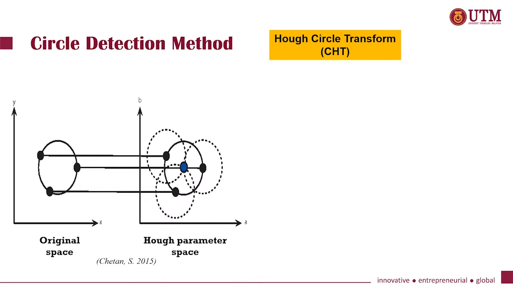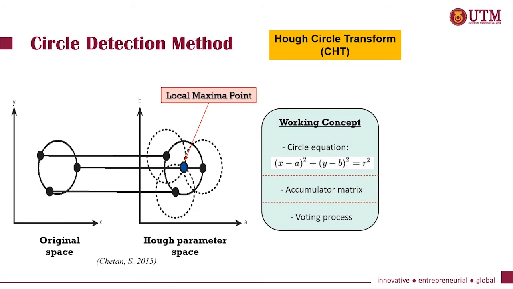Since my machine vision system is going to inspect the circle diameter of products, a circle detection method is required. The circle detection method that I use is the Hough circle transform, also known as circular Hough transform, CHT. The Hough circle transform uses the concept of an accumulator matrix and a voting process.